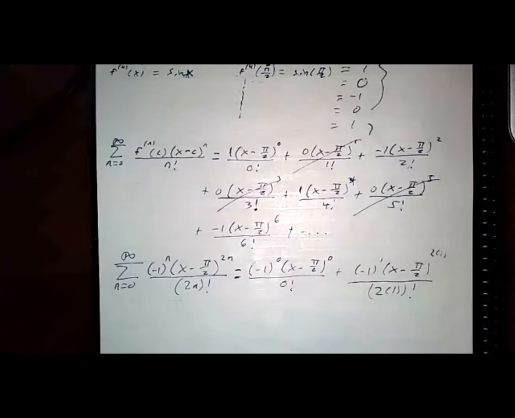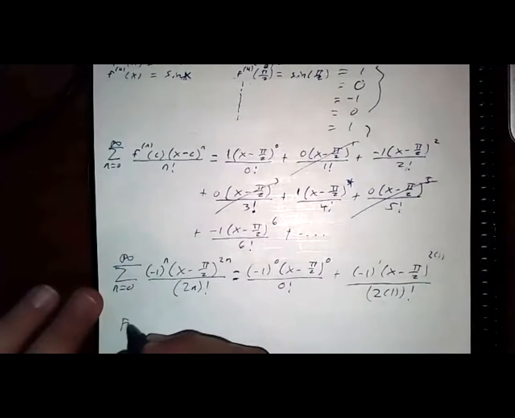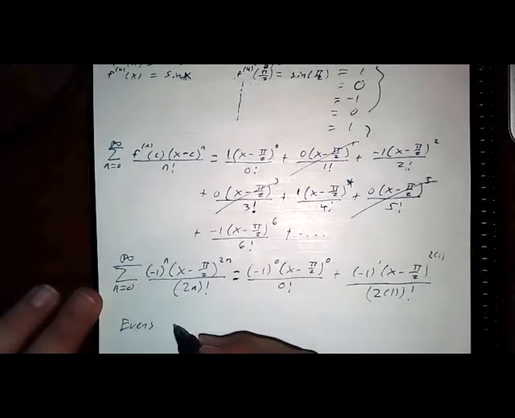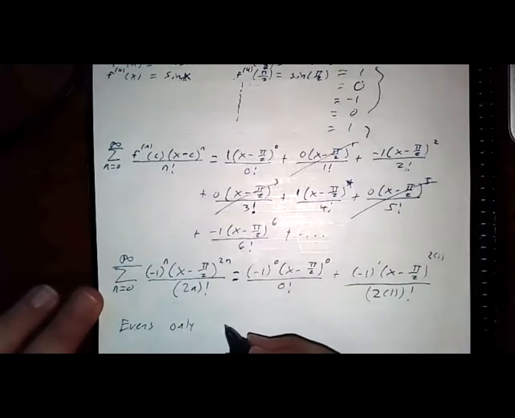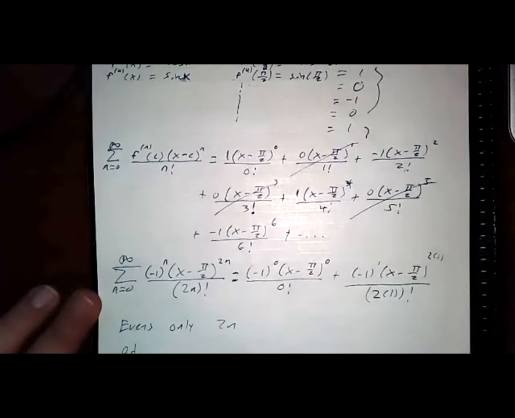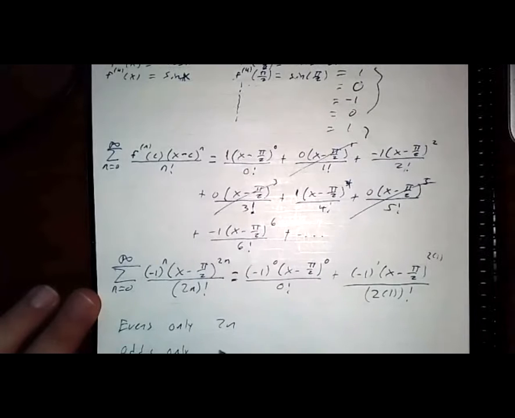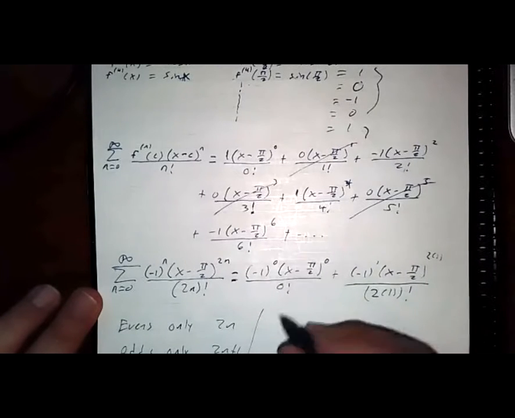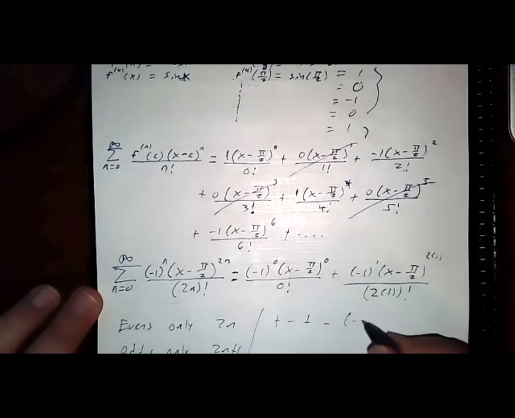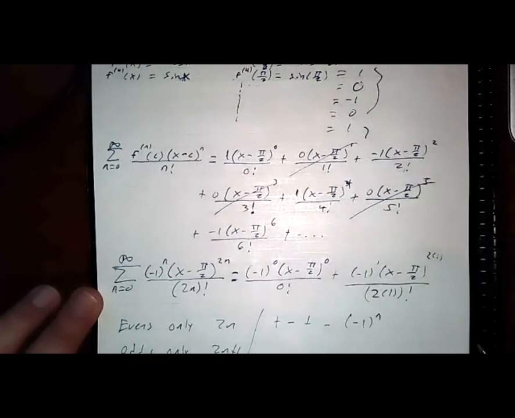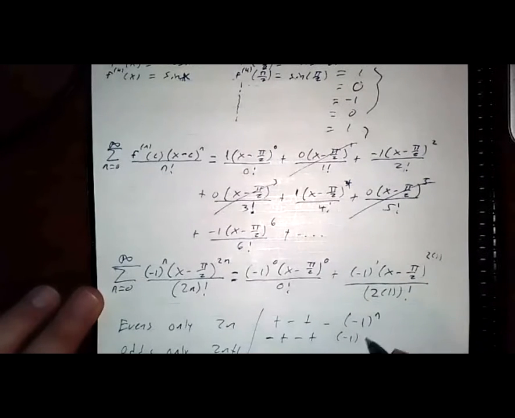Okay. Let me make a little note here. Evens only is 2n. Odds only is 2n plus 1. Okay, so this kind of helps you. And if you wanted to go plus, minus, you need to use negative 1 to the n if we start at 0. If you want to start at minus, plus, then you want it to start at negative 1, do n plus 1 to just adjust it. See what I mean?